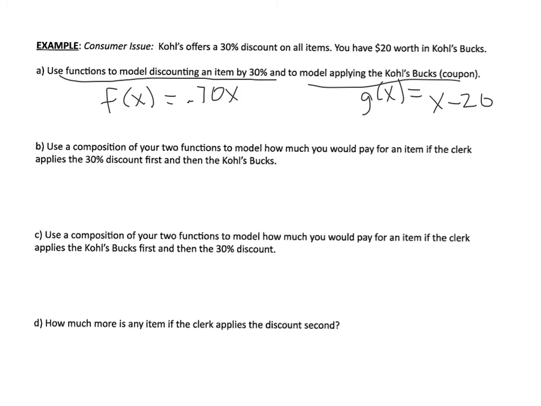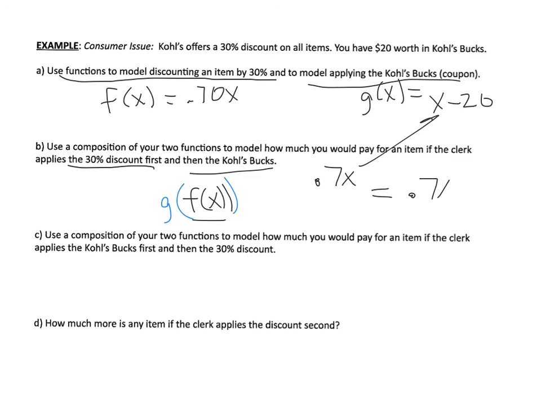Okay, B, use a composition of your functions to model how much you would pay for an item if the clerk applies the 30% discount first and then the Kohl's Bucks. So you're doing the discount first, so the f of x needs to be on the inside. And then the g is on the outside. So you're going to take 0.7x and you're going to plug it in for this x. So this is equal to 0.7x minus 20. That's how much you're paying.